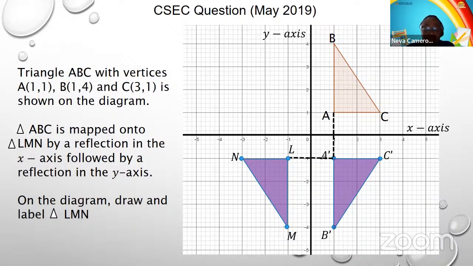But when it comes to CXC, they're going to be merging the questions. And so once the questions are merged, you should be able to look at any one of the transformations and see where we're going. All right.